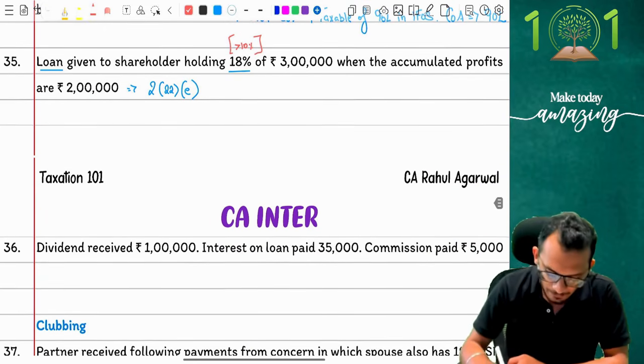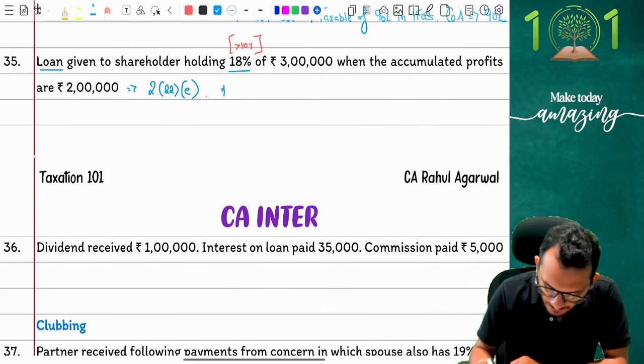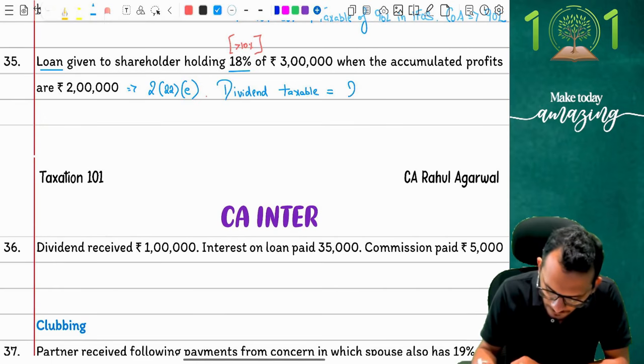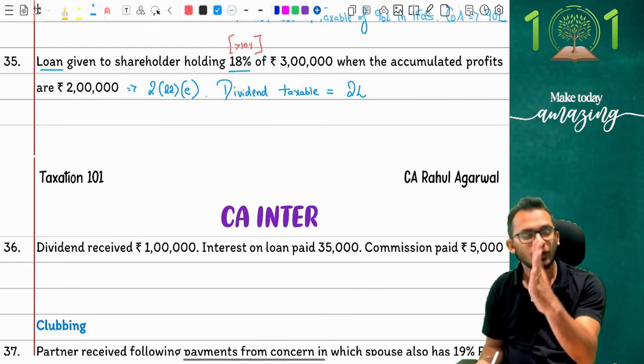Income tax will say, beta, if the profit itself is 2 lakhs, you can only tax 2 lakhs. And therefore, I will say dividend taxable is equal to rupees 2 lakhs. Dividend taxable is equal to rupees 2 lakhs. This is what you have to pay tax on.